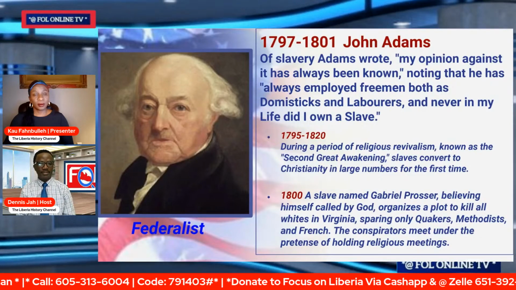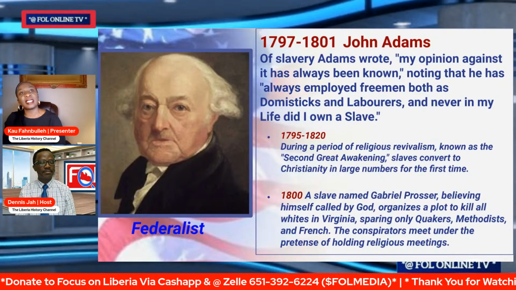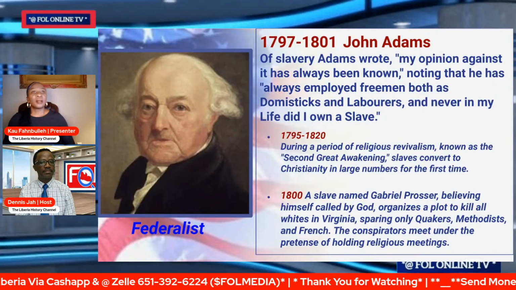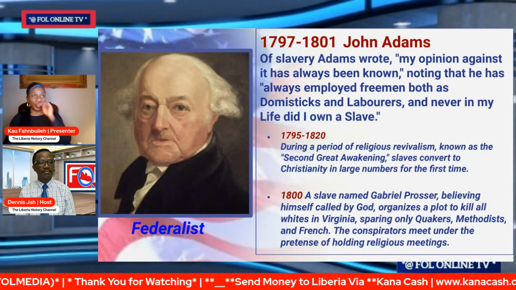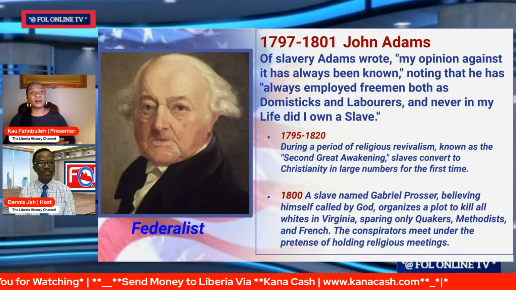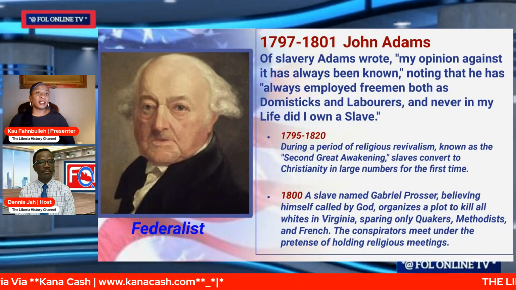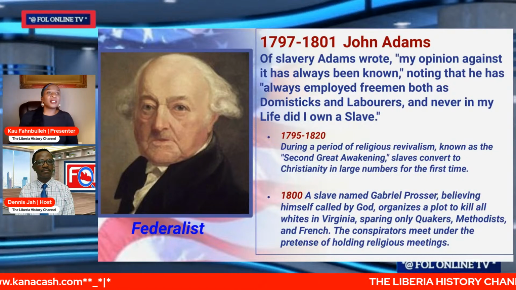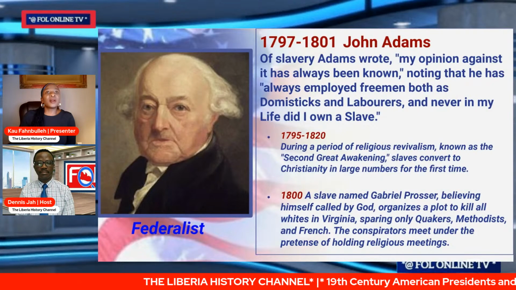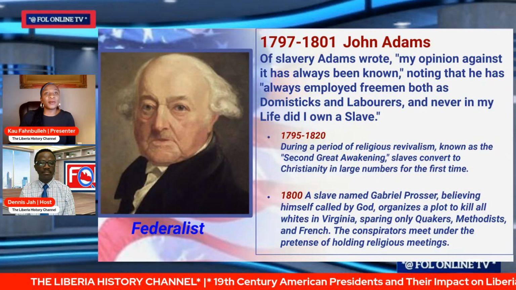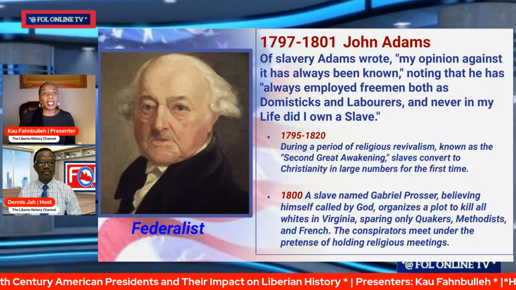So John Adams, he was president from 1797 to 1801. On slavery, Adams wrote, "My opinion against it has always been known." Now, he didn't own human beings like George Washington did. He goes on to say basically that he's always employed freedom both for domestic laborers, and that never in his life did he own a slave.